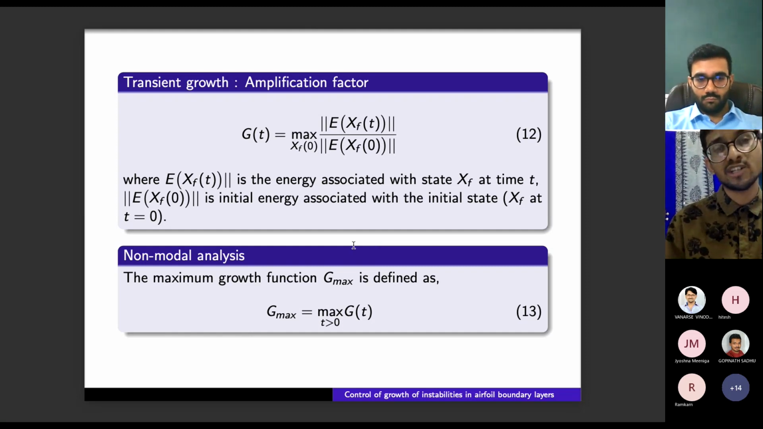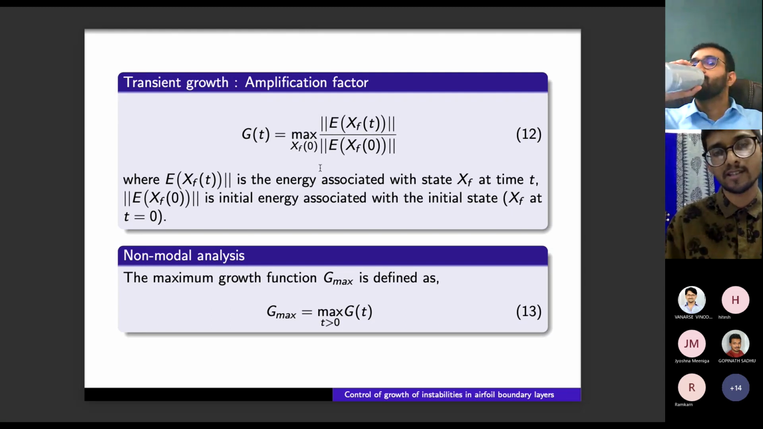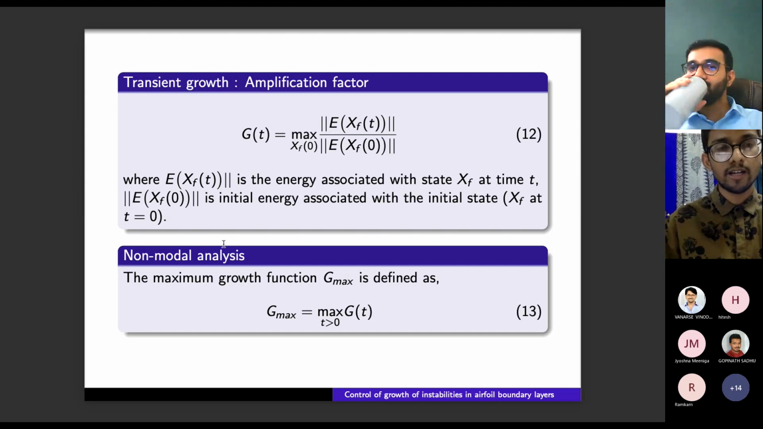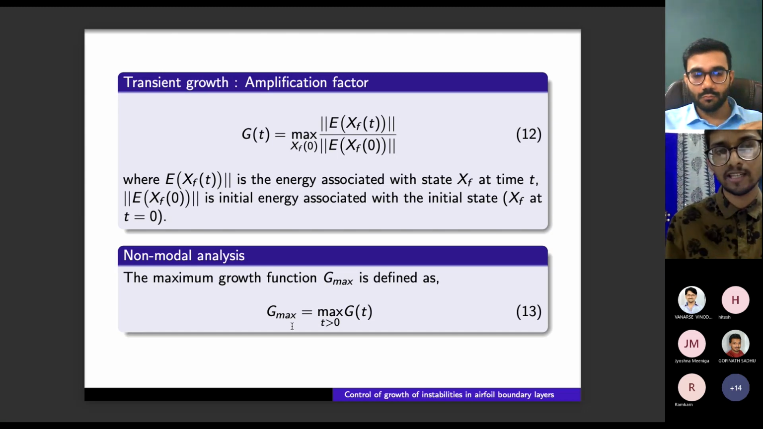as the measure of the growth. And here we are taking the perturbation energy. It is done for the ease of calculation, but we could also look at the skin friction. We defined something called amplification factor G(t), which is the ratio of perturbation energy at time t to the perturbation energy at initial time. So x(t) represents the state of the perturbation at time t, and this energy is dependent on the state. So energy is a function of time because state is a function of time. And this growth curve has a peak which we call Gmax.